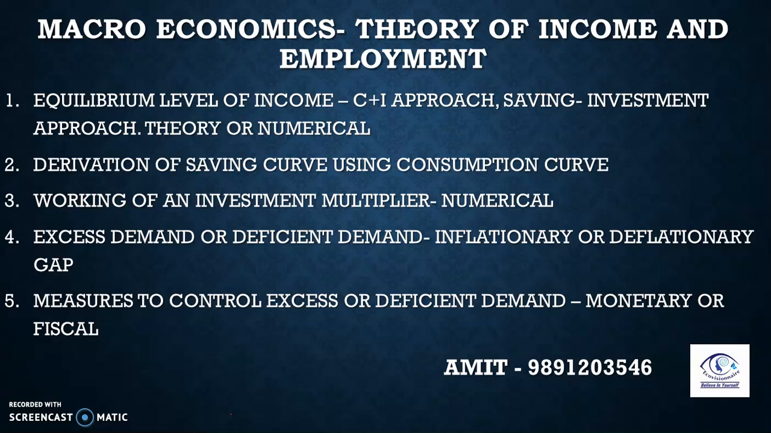So you have to do two approaches. One is C plus I, that is the ADAS approach, and the other one is the saving investment approach. You have to draw a graph showing the equilibrium point of ADAS and also explain the adjustment mechanism. You will also get a question on the impact: when AD is greater than AS, what will be the impact on output, employment, and income? Similarly, when AS is greater than AD, what will be the impact on these?